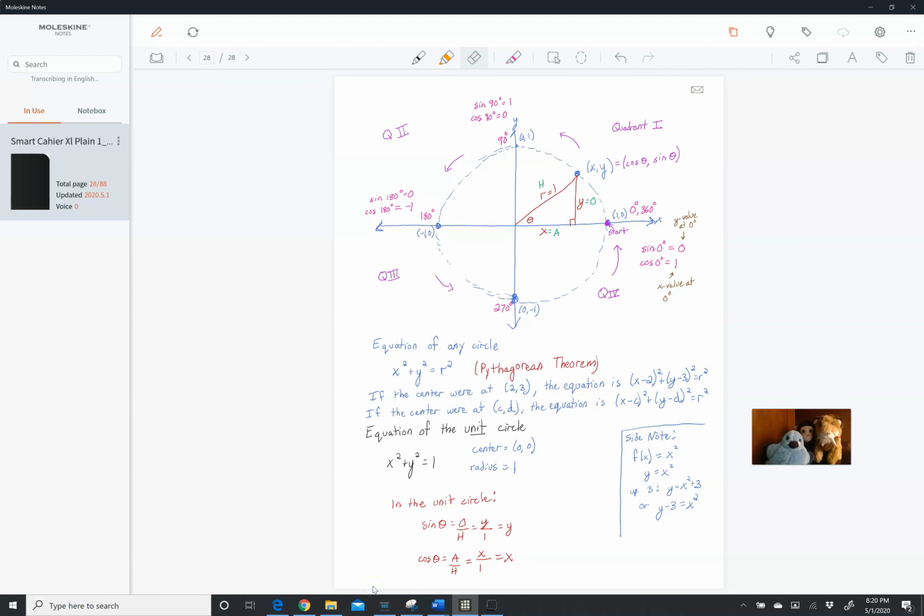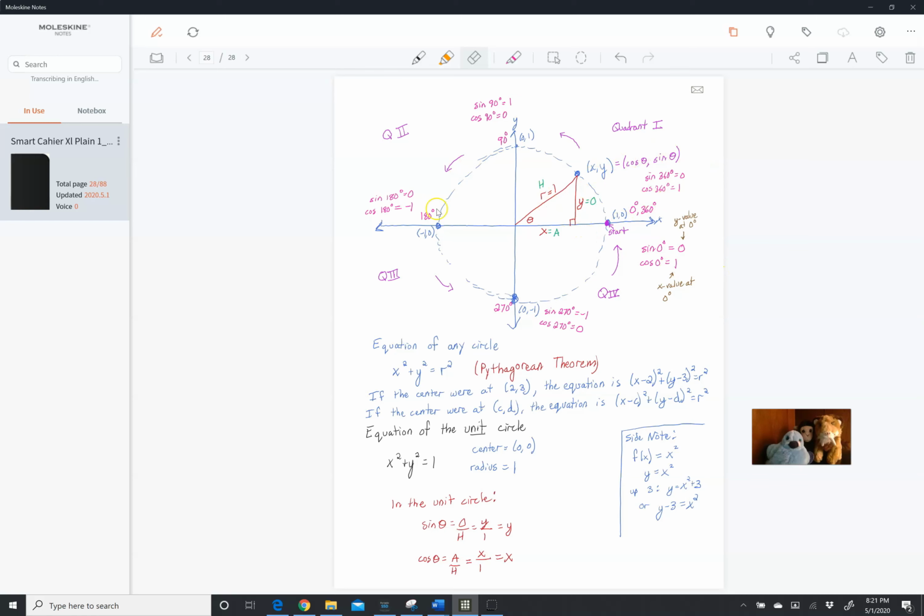Now we also know that the sine of 270 degrees is negative 1, because that's the y value, and the cosine of 270 degrees is 0. Again, because that's the x value, okay? And in fact, if we go back up here, we can also say the sine of 360 degrees is the same as the sine of 0, and the cosine of 360 degrees is also the same as the cosine of 0.